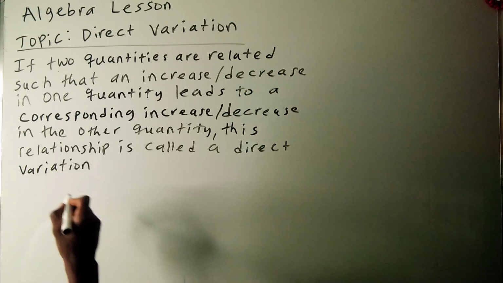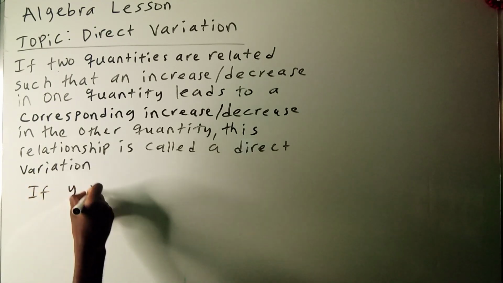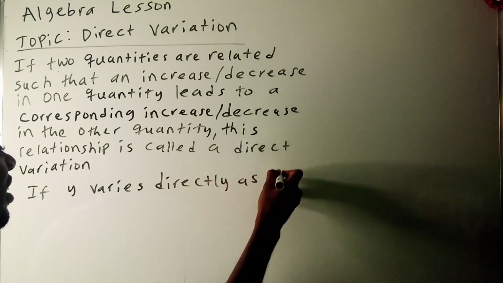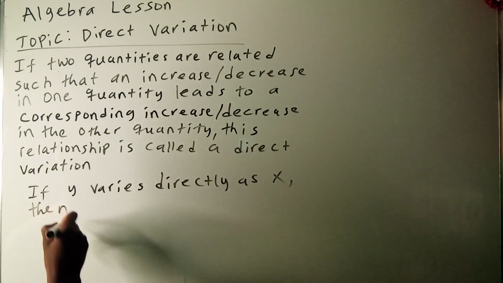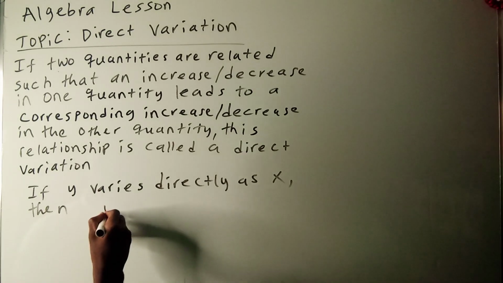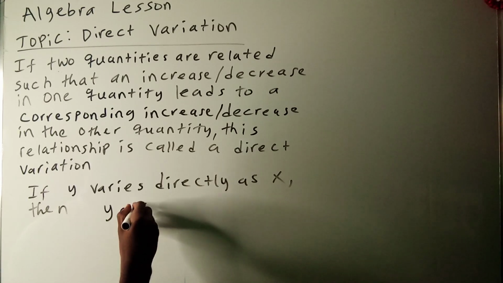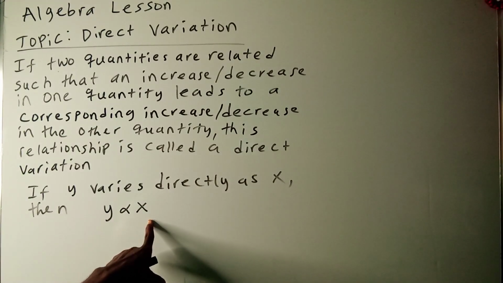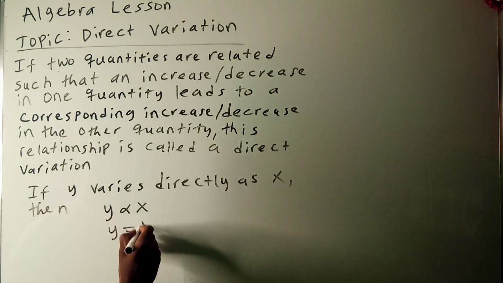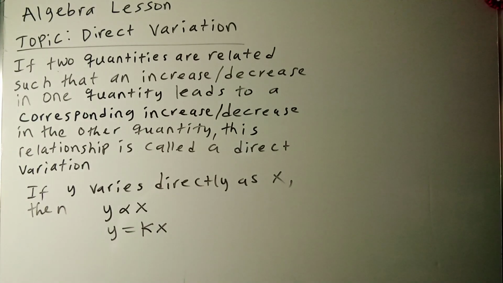So we say if y varies directly as x, then this relationship can be written mathematically as y varies directly as x. So y is proportional to x. And if you get rid of this proportionality sign, you have y is equal to kx. So y is equal to kx is the actual equation describing y varying directly as x.